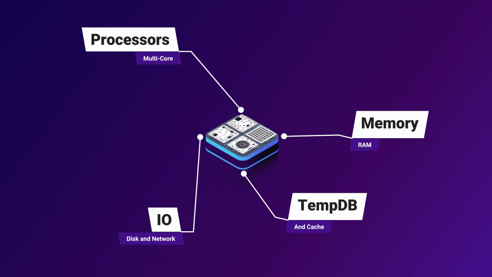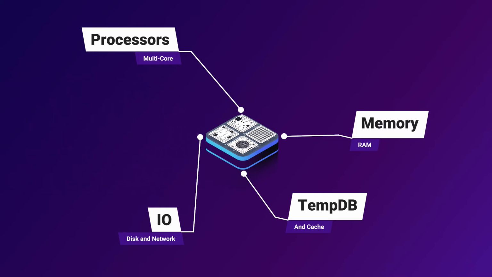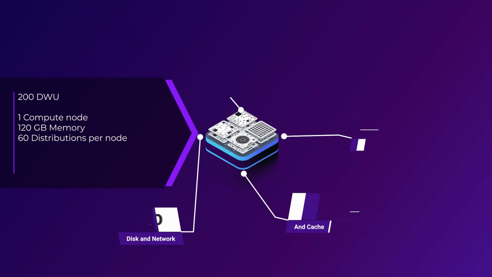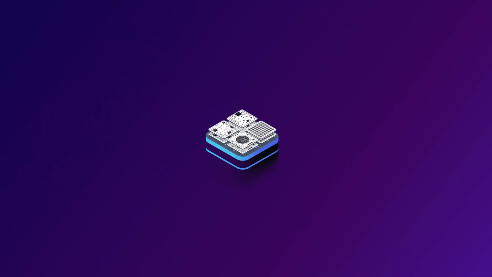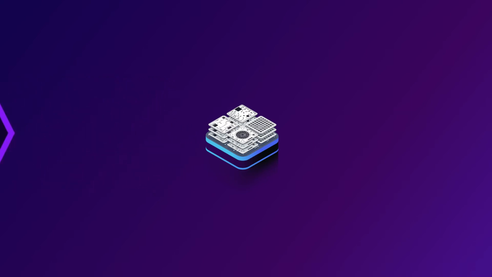The node that we are looking at is the smallest available. It's 100 DWU, which has 60 gigabytes of memory and will host 60 distributions. More on distributions and how they work a little bit later in the video. Next, we have a 200 DWU, which has 120 gigabytes of memory and hosts 60 distributions. So essentially twice as powerful as a 100 DWU node. Next is a 300 DWU, which has 180 gigabytes of memory and hosts 60 distributions. In essence, 3 times as powerful as a 100 DWU node.